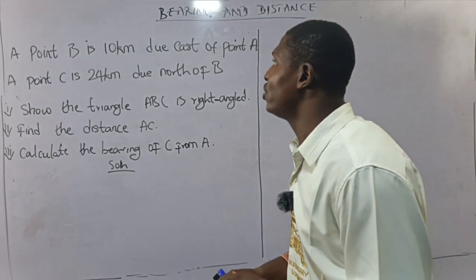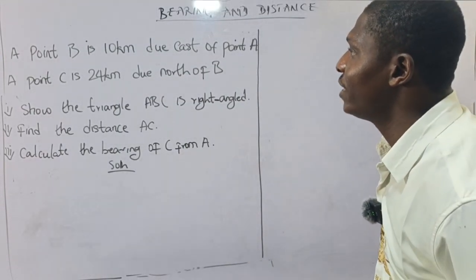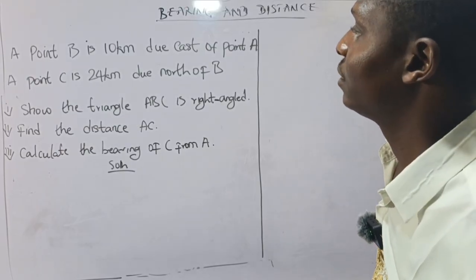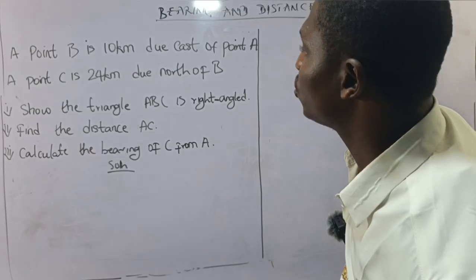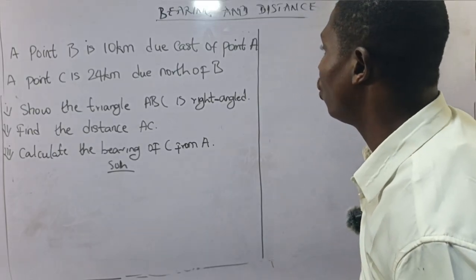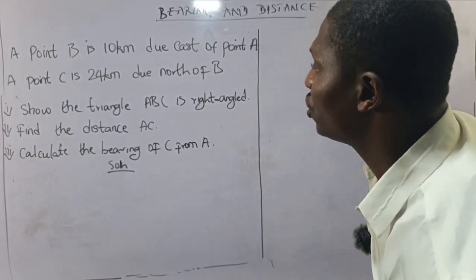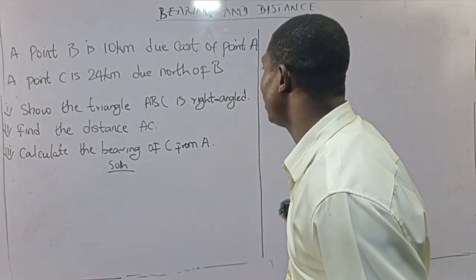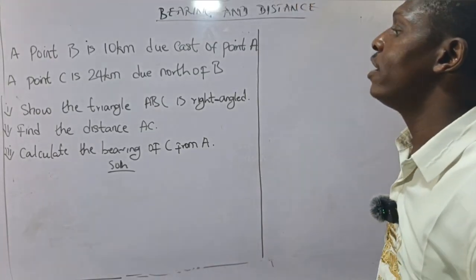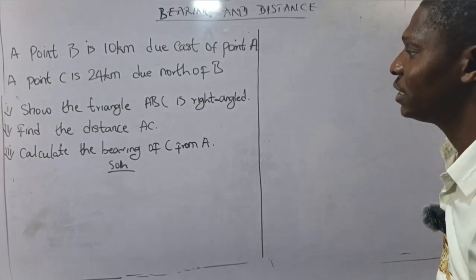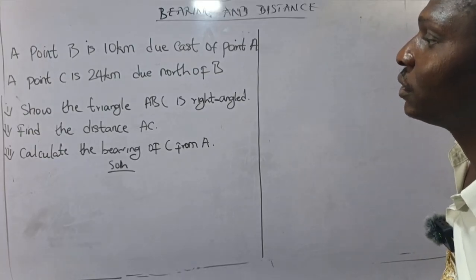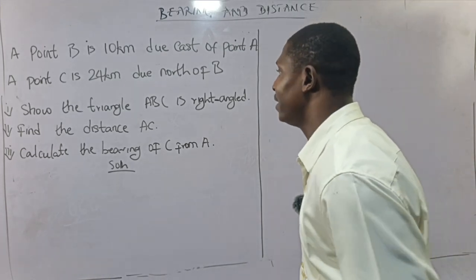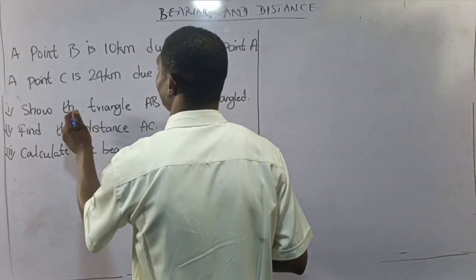We have a question on the board. They said a point B is 10 kilometers due east of point A. A point C is 24 kilometers due north of B. Question 1 says, show the triangle ABC is right angled. Question 2 says, find the distance AC. And question 3 says, calculate the bearing of C from A.